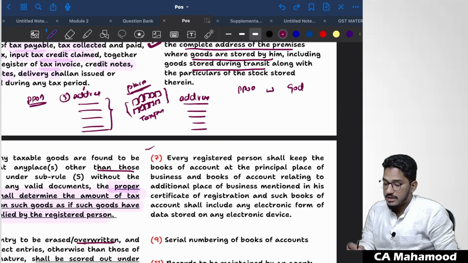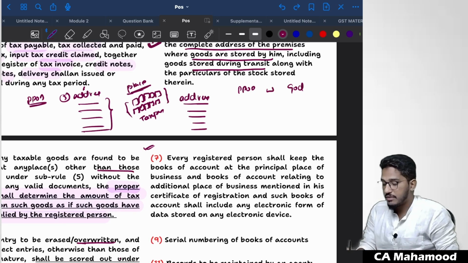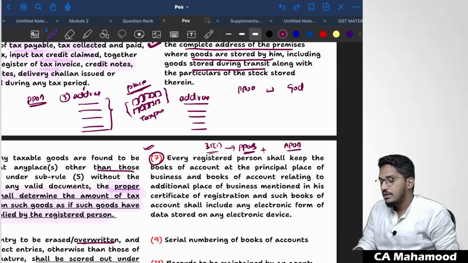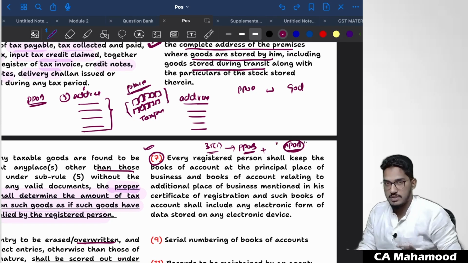Sub rule 7, I will try to simplify. What it says is, see, in section 35 subsection 1 they told that generally books of accounts are required to be maintained at the principal place of business. But through this sub rule 7 they have given relaxation that in case you have an additional place of business, the books related to the additional place of business can be maintained at that additional place of business. See, in the registration certificate, you have declared that there is one principal place of business and one more additional place of business.